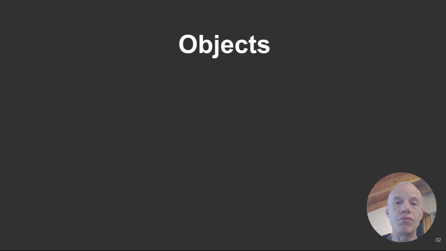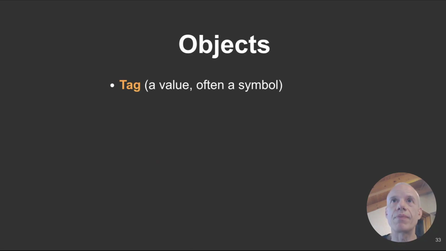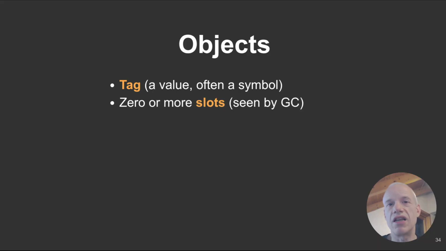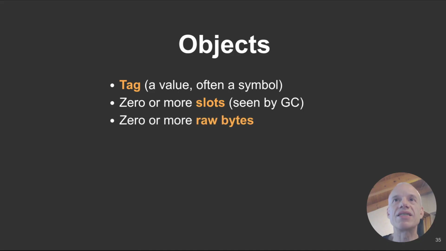And then I have objects, as I told you before. An object has a tag that is normally a symbol, but can actually be any value. There are zero or more slots, generic values, and those slots are seen by the garbage collector. So if an object is alive, then all the objects pointed to by its slots are also alive. And then it can have zero or more raw bytes.